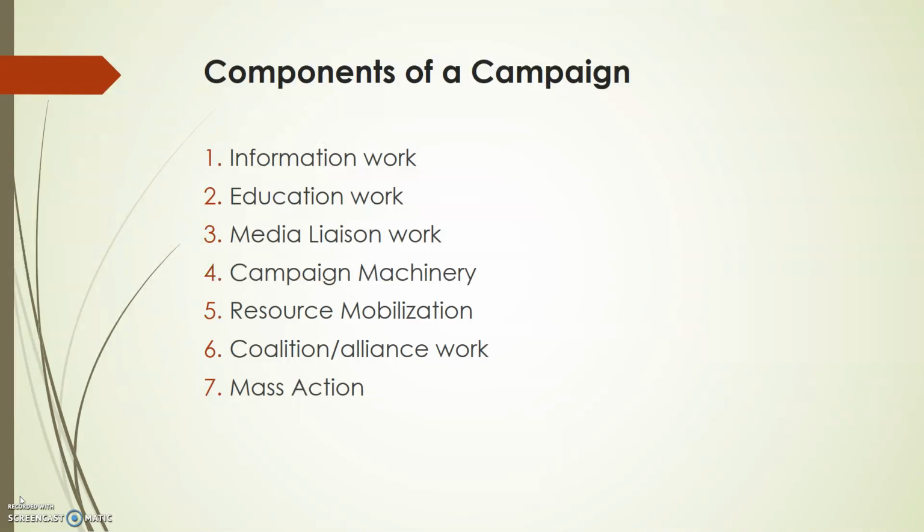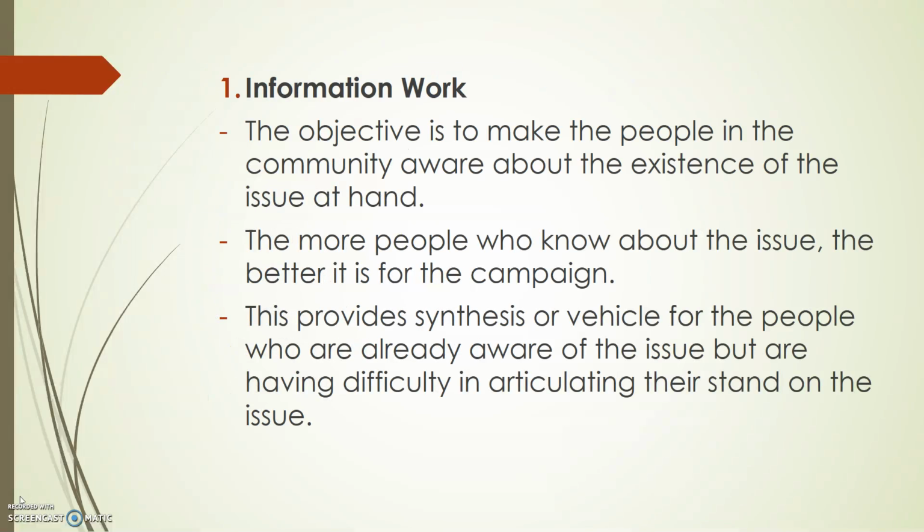Now, what are the components of a campaign? There are seven: information work, education work, media liaison work, campaign machinery, resource mobilization, coalition or alliance work, and mass action. Now, let's discuss first information work. The objective is to make the people in the community aware about the existence of the issue at hand.